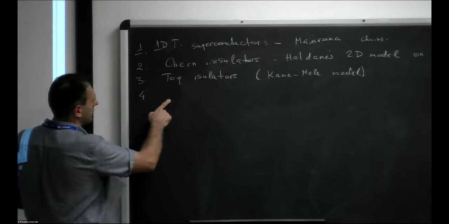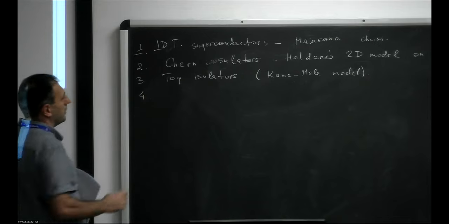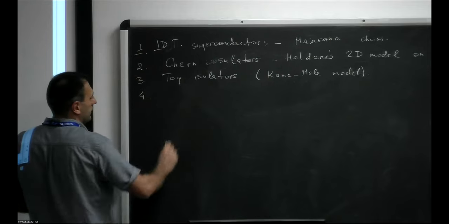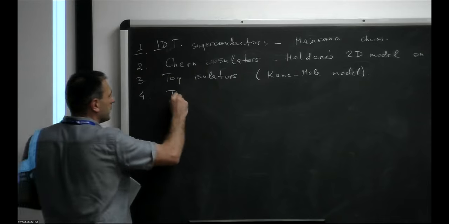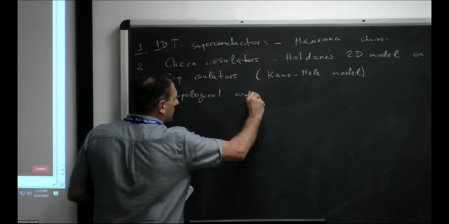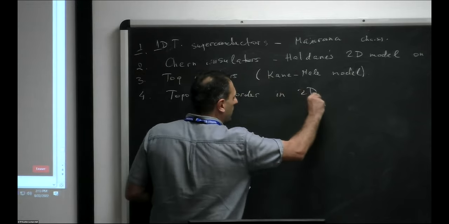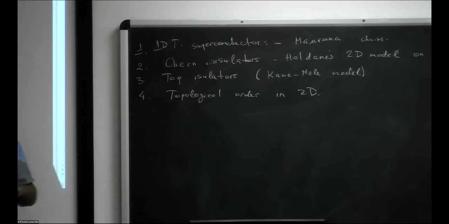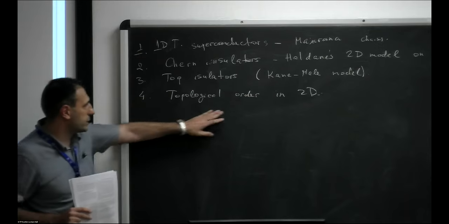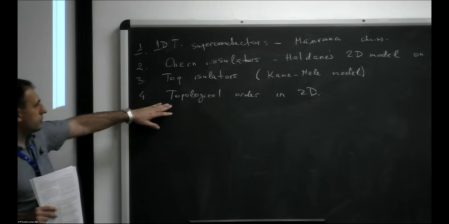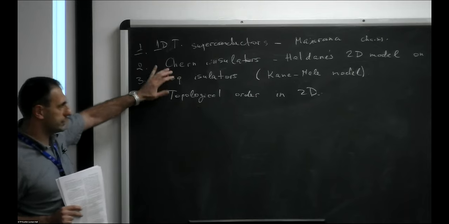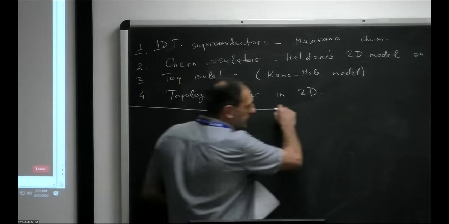And the last point here, which will be directly affected by the discussion of Chern insulators, is topological order in 2D. My main idea here will be to draw similarities and also contrast topologically ordered systems with those that do not exhibit this order, but are still topological, such as topological insulators or Chern insulators. Okay, so this is the plan.